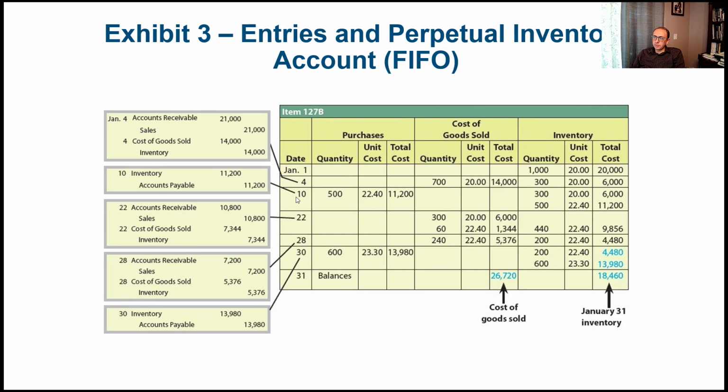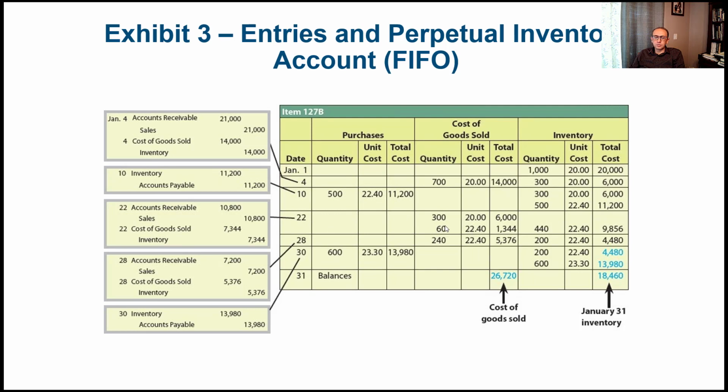On January 10th, we purchased 500 units, but the cost was slightly higher, $22.40 for a total of $11,200. So if you multiply 500 by the 22.40, you get the 11,200. Now our inventory balance consists of two batches, and this is why we have a bigger line or row here. So we have 300, which is these 300 units that were part of the 1,000 that we started with at $20, and the 500 that we just purchased. So 300 at $20, that's 6,000, and 500 we just purchased at $22.40, that's 11,200.